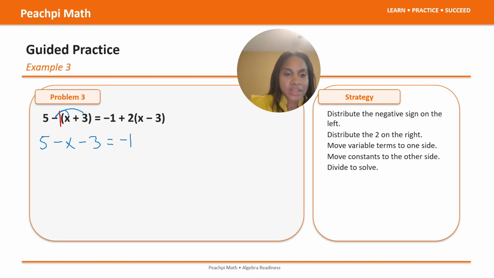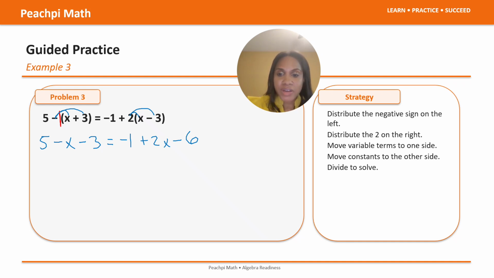And on my right-hand side, we want to distribute that 2 through. So 2 times x is a 2x. That's a positive 2. But 2 times negative 3 is a negative 6. So please make sure you're looking at your signs, okay?